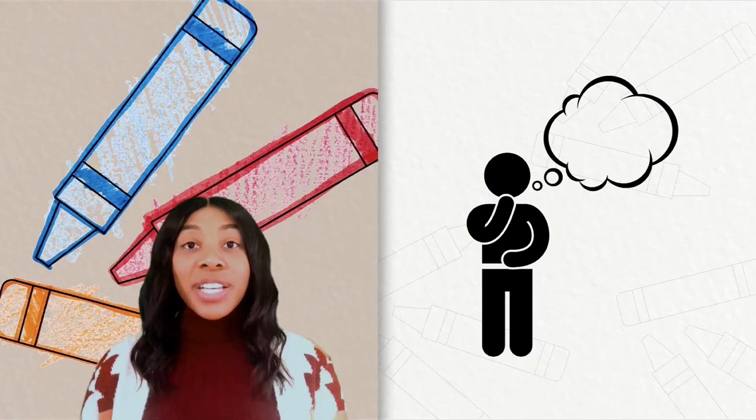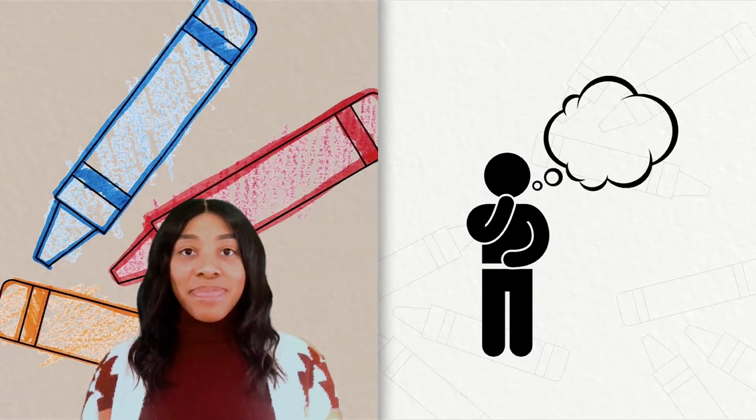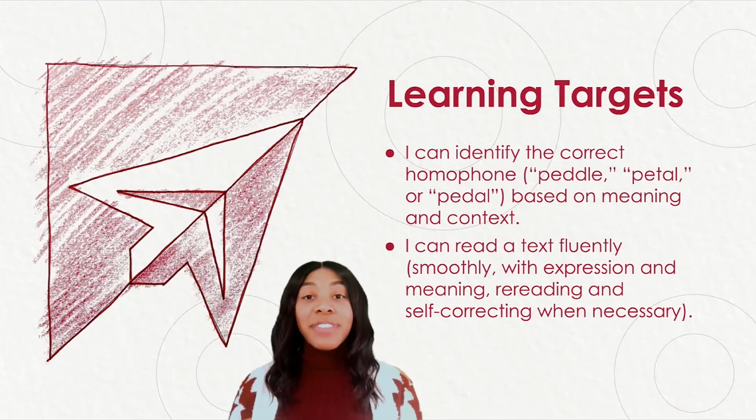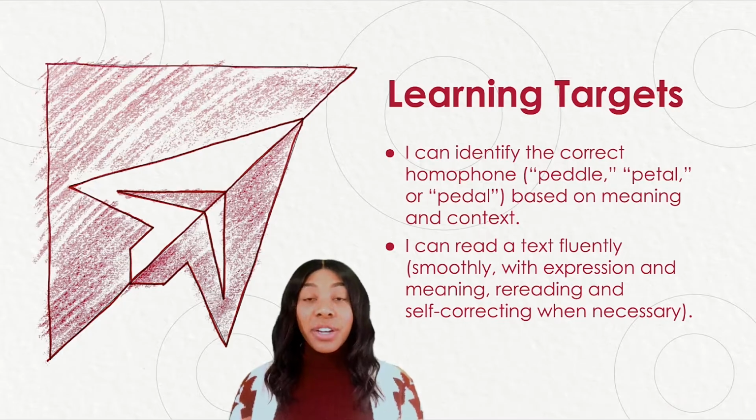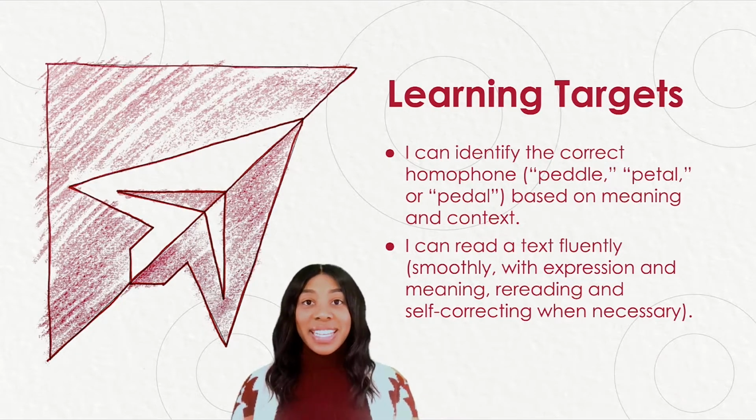Materials. You will need your thinking cap for this lesson. Ready? We have 2 learning targets for today. Please follow along with me as I read. Our first learning target is, I can identify the correct homophone, pedal, peddle, or petal based on meaning and context. Our second learning target is, I can read a text fluently, smoothly, with expression and meaning, rereading and self-correcting when necessary.